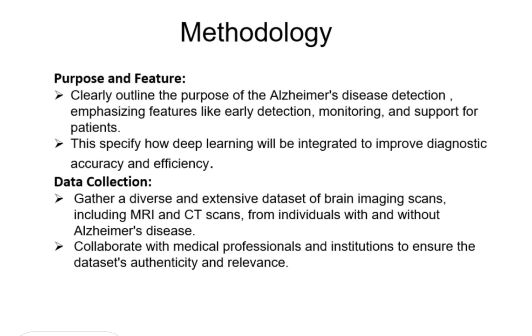Purpose and feature. Clearly outline the purpose of the Alzheimer's disease detection, emphasizing features like early detection, monitoring, and support for patients. This specifies how deep learning will be integrated to improve diagnostic accuracy and efficiency. Data collection. Gather a diverse and extensive dataset of brain imaging scans, including MRI and CT scans, from individuals with and without Alzheimer's disease. Collaborate with medical professionals and institutions to ensure the dataset's authenticity and relevance.